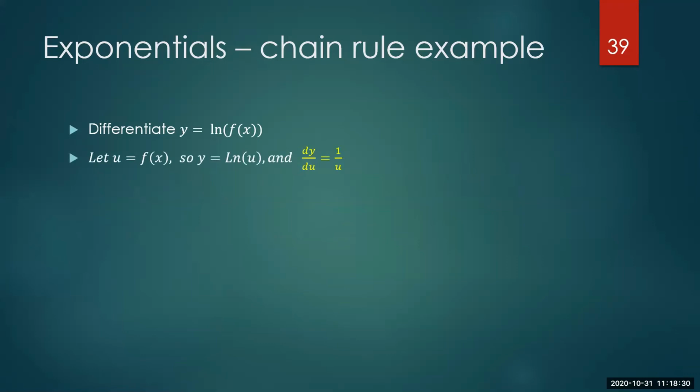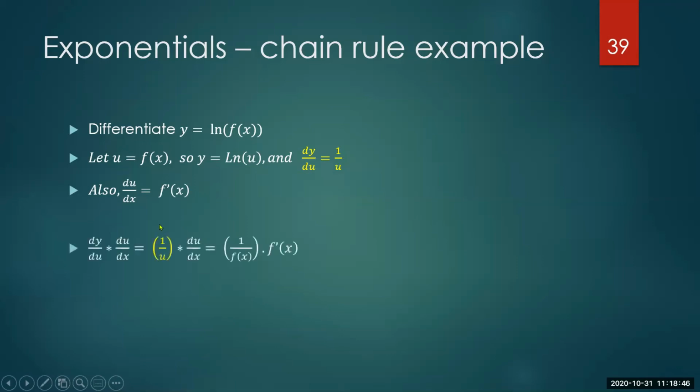So we let u be equal to f(x). So y is the natural log of u, and dy/du is equal to 1 over u. And also du/dx is equal to f'(x). And so therefore, dy/du times du/dx is 1 over u multiplied by du/dx, and that's 1 over f(x) multiplied by f'(x), as we have already seen. So this is just a simple chain rule example to explain where that particular rule comes from.